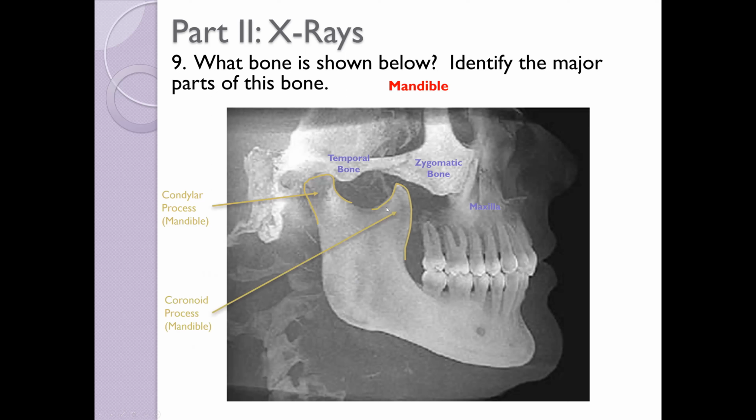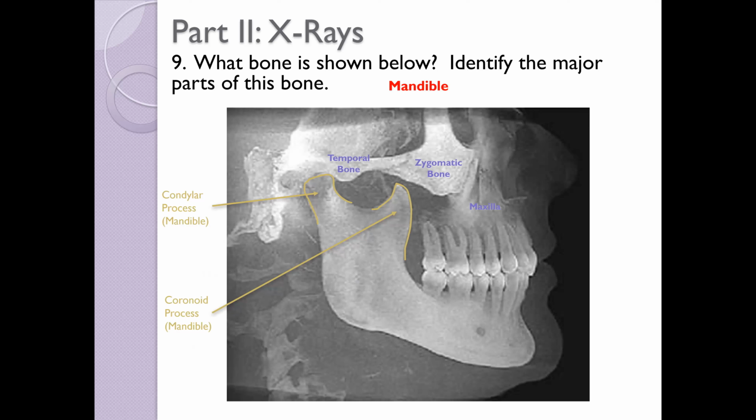And then this is the coronoid process of the mandible. It's the one that looks like a shark's fin. And this is where you have the attachment of a really large muscle in your head called the temporalis that we'll look at later this semester.